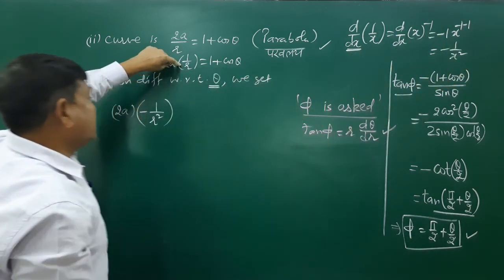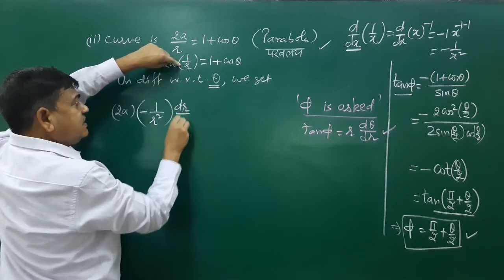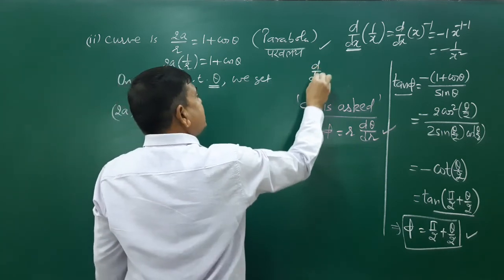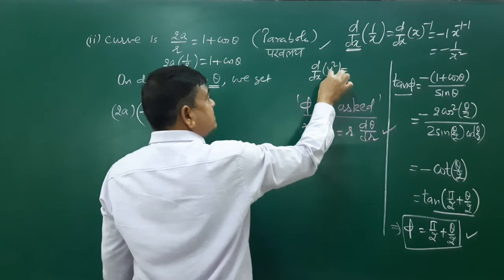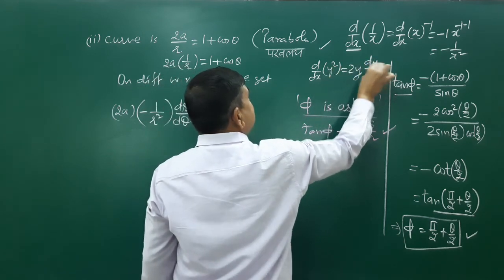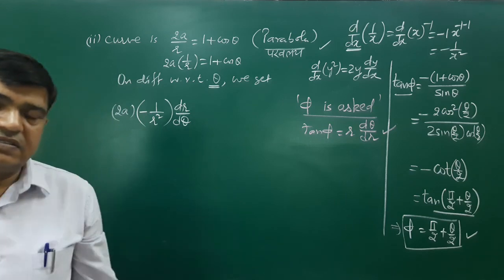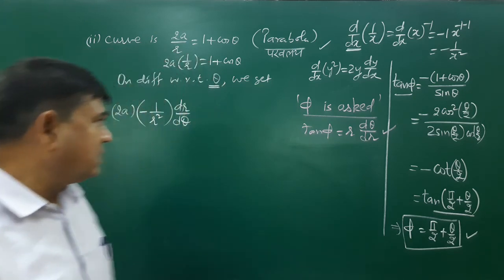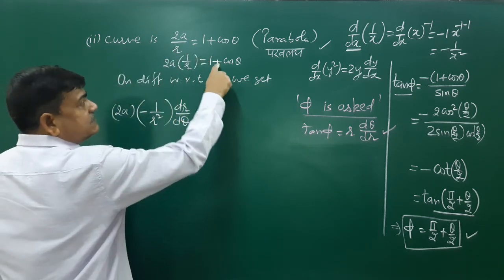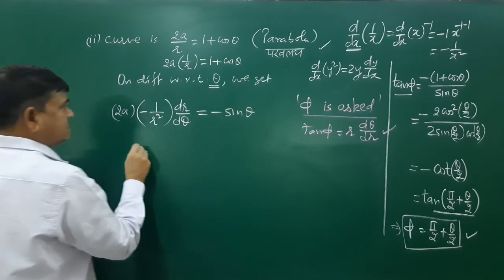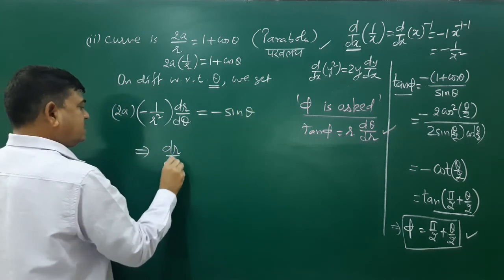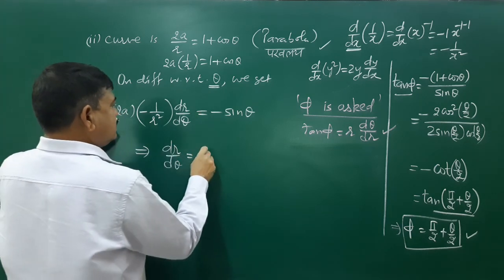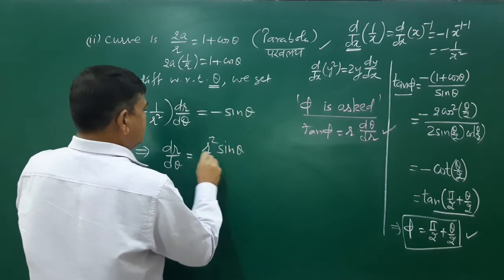So differentiation of 1 by r with respect to r is minus 1 by r square, and then dr by d theta, because we are differentiating with respect to theta. It is just like d by dx of y square, then differentiation of y square is 2y, then y again differentiated, it is dy by dx. This basic knowledge is required to do mathematics, calculus. This side it is 0, it is minus sin theta. So this implies dr by d theta equals, negative negative cancelled out, r square sin theta upon 2a.